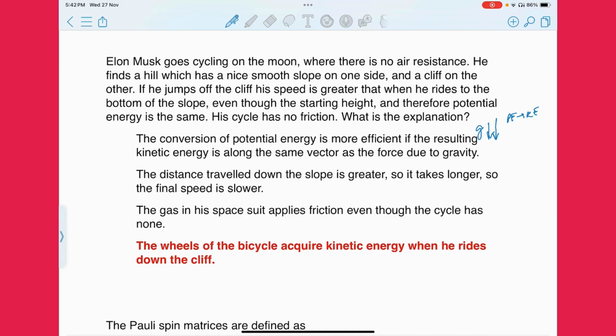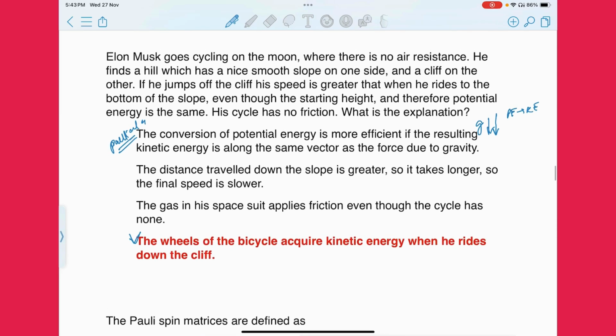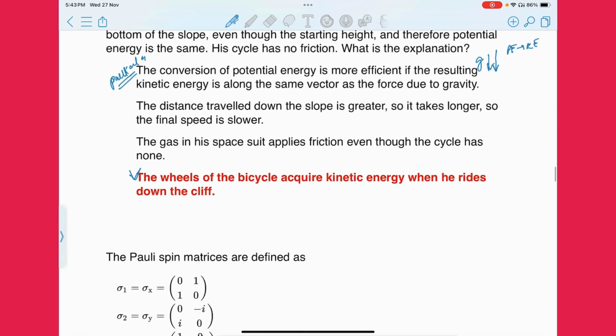So this option is partially correct, but the best suited explanation will be option D. The wheels of the bicycle acquire kinetic energy when he rides down the slope. I hope you listened to the answer carefully. Now let's move to the next question.